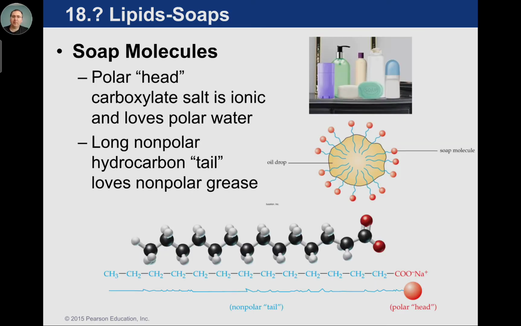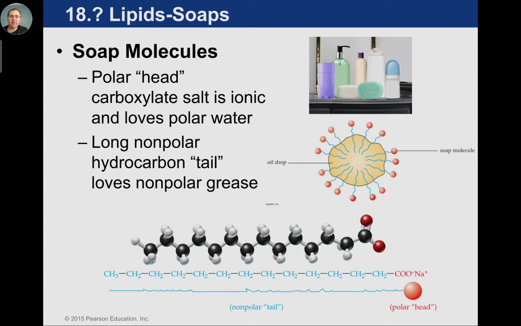Kind of a hybrid category of lipids is soap. Soap is what happens when you treat lipids with a strong base like sodium hydroxide. So if you were to throw some Drano into some vegetable oil, you could make your own homemade soap in a very crude fashion.